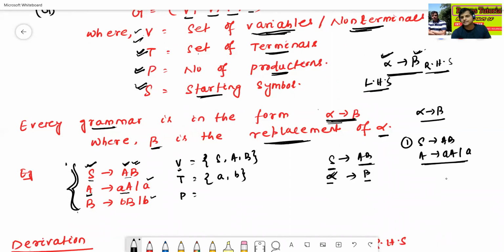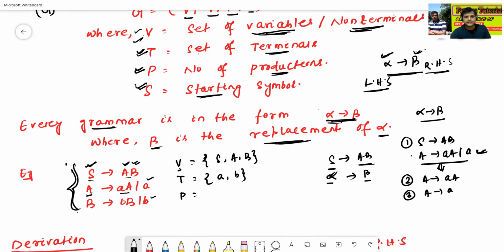There are two productions in the second grammar: A to aA and A to a. So there are two productions here. This is the second grammar, and this is the third grammar.